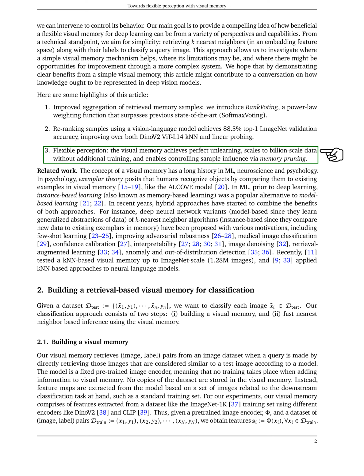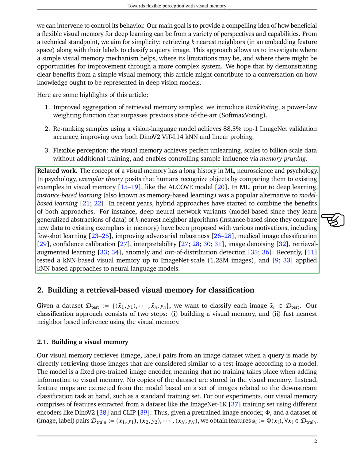The idea of visual memory has been explored in various fields, including machine learning, neuroscience, and psychology. For instance, in psychology, exemplar theory suggests that humans recognize objects by comparing them to examples stored in memory. In machine learning, before deep learning became prevalent, instance-based learning was a common method. Recently, hybrid approaches have emerged, combining the strengths of model-based and instance-based learning.